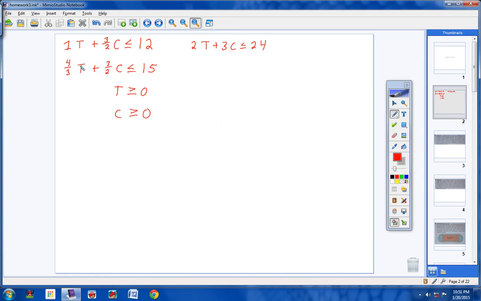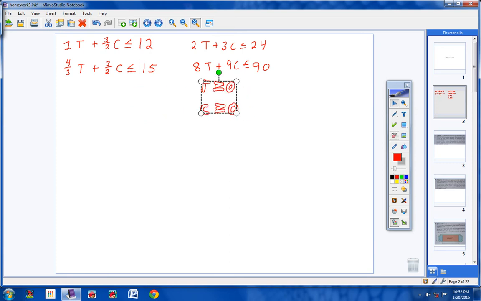Here, I want to multiply everything by 6, because I have a 3 here and a 2 here. So multiply everything by 6. You would have 8t plus 9c less than or equal to 90. 6 times 4/3 is 8. 6 times 3/2 is 9. 6 times 15 is 90. And then, of course, these here are totally fine. Let's put less than or equal to. There we go. So we'll go ahead and bring these over.